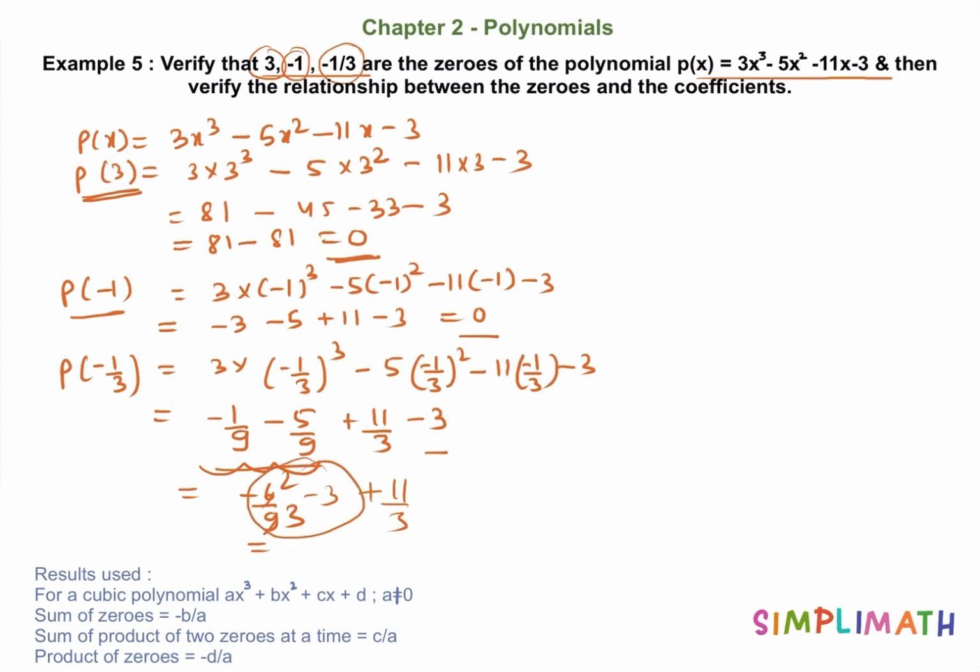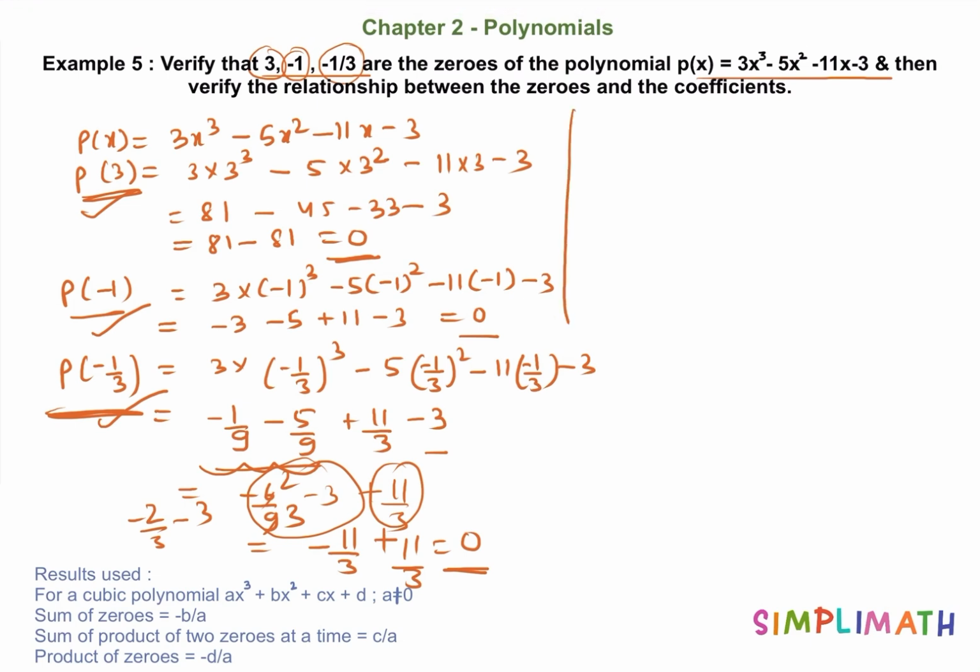And these two terms, minus 2 by 3 minus 3, can be written as minus 11 by 3, plus this term 11 by 3, we have 0. So p of minus 1 by 3 is also 0. So we have verified that 3, minus 1 and minus 1 by 3 are the zeros of the given polynomial. Okay, now let the zeros be alpha is 3, beta is minus 1, and gamma is minus 1 by 3.